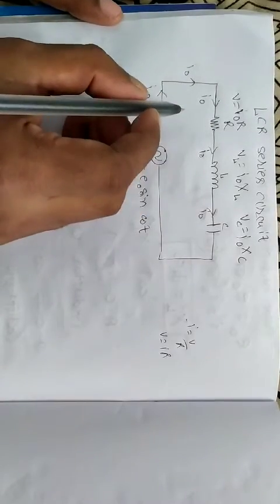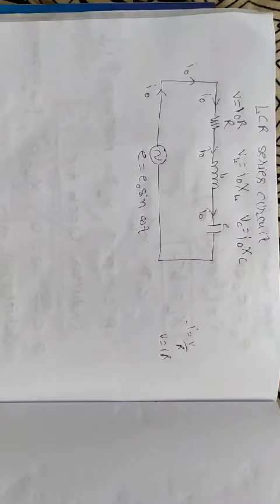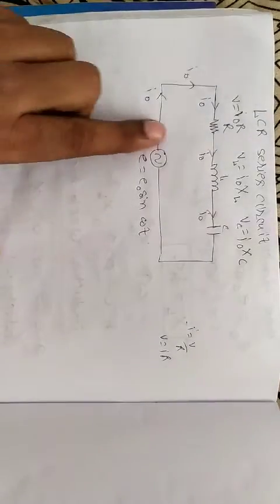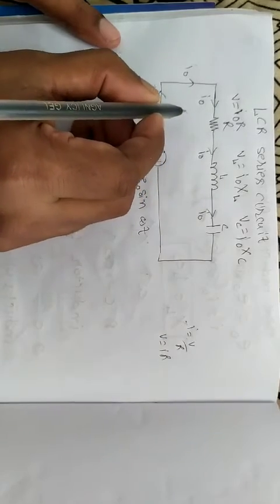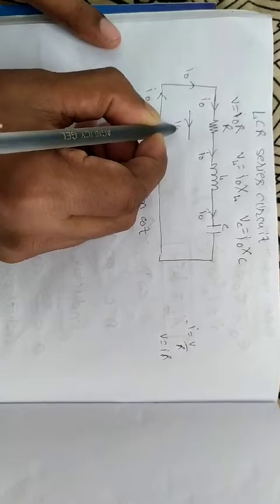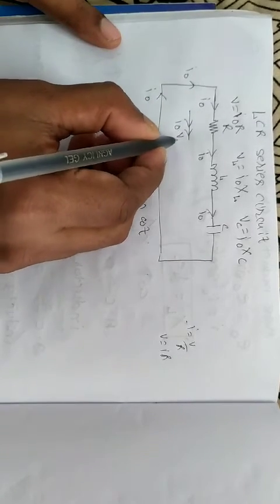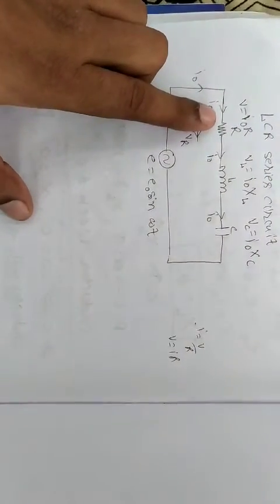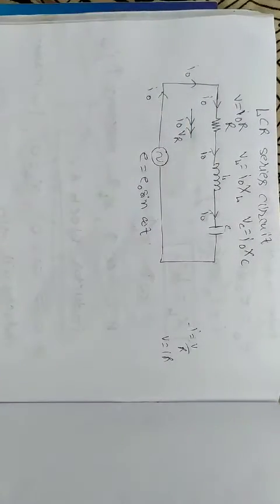Now understand some more things. Suppose this is a resistance. In the resistance, the direction of current and the direction of voltage, that is EMF, will be the same. That means in an AC circuit with pure resistance, the direction of current and the direction of EMF will be the same.